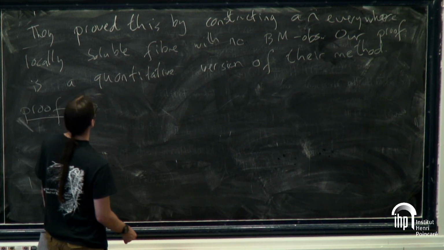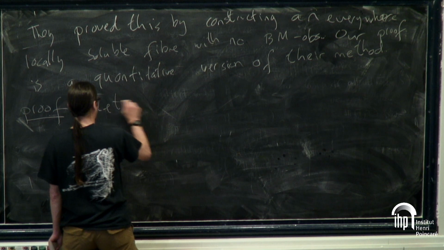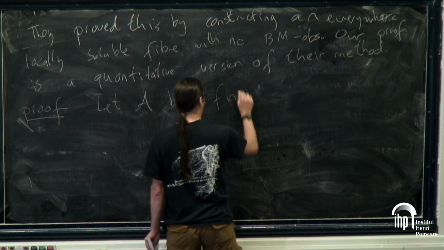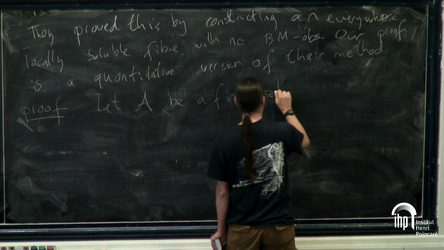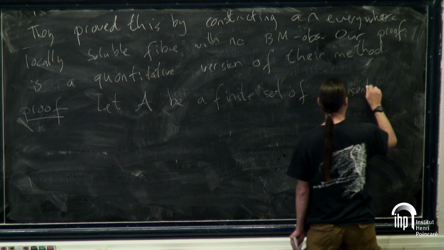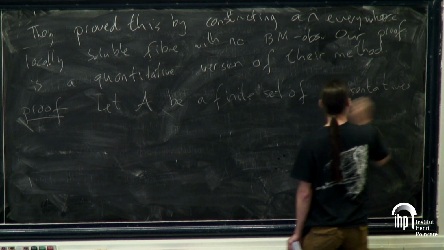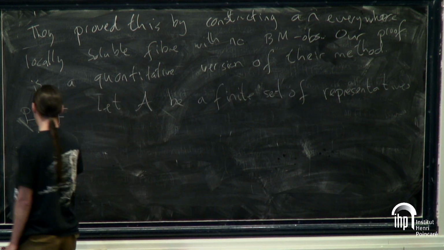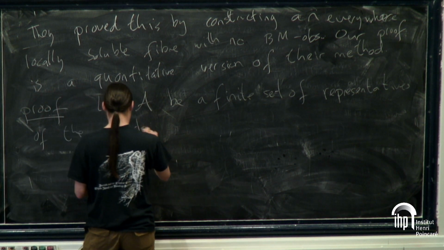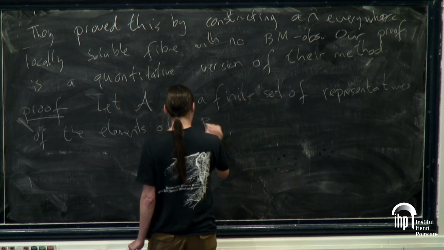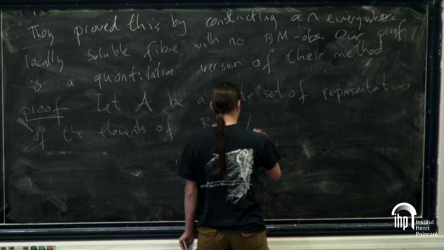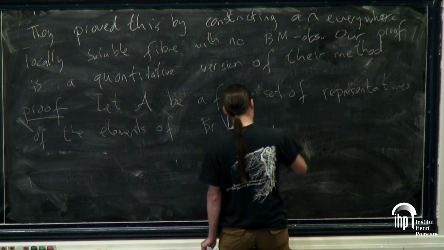So we need to control the Brauer-Manin obstruction. Great. So I'm going to let A be a finite set of representatives of the elements of the generic Brauer group. So eta is the generic point: the Brauer group of the generic fiber modulo the constant ones.